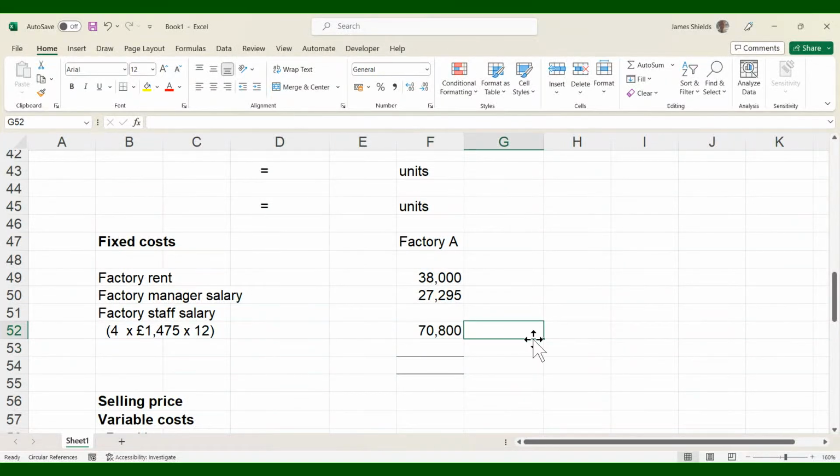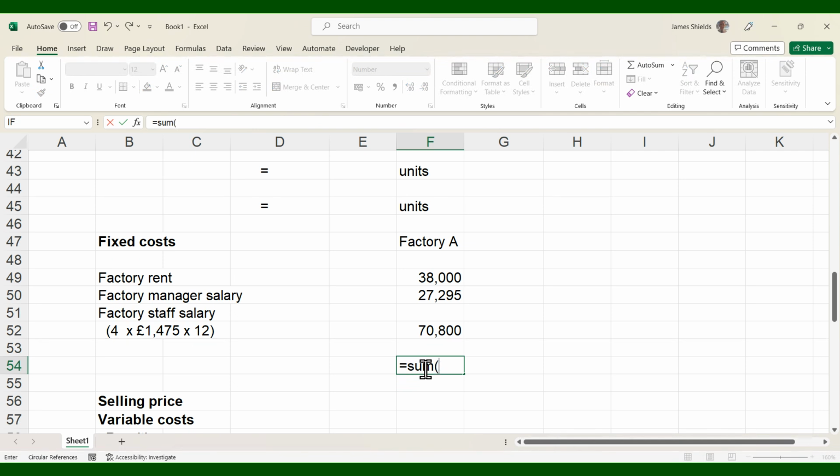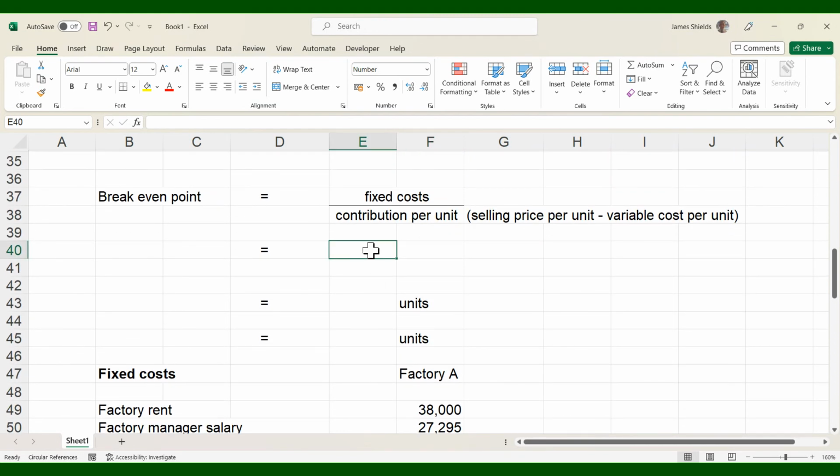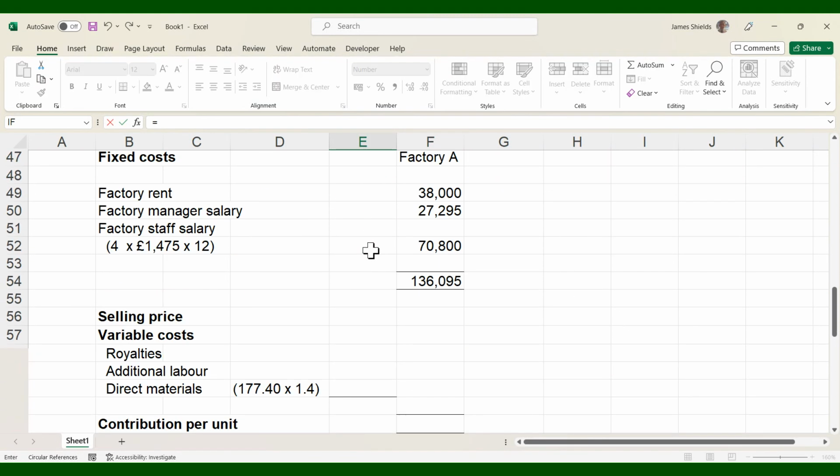So I want the fixed cost now. I've just combined those 3 together. So factory rent is 38,000 plus the factory manager salary of 27,295 plus the factory staff salary of 70,800 gives us a total of £136,095. So I go back to our little calculations at the top. My fixed cost now, I can put in the figure we just calculated for fixed costs, £136,095.